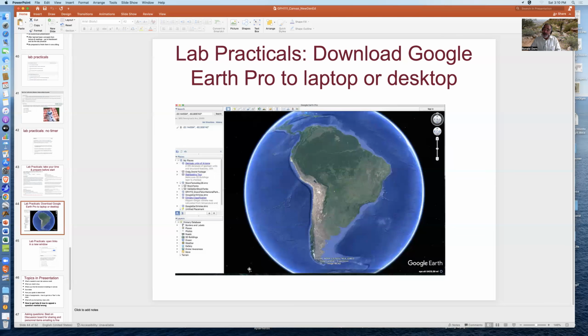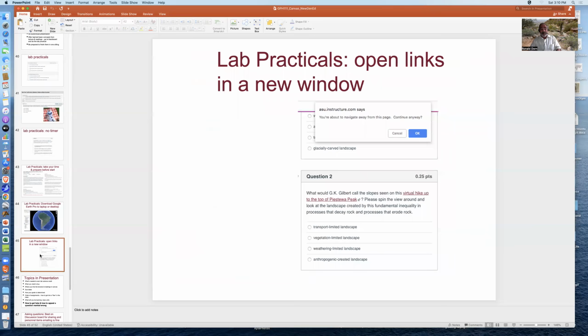You can use Google Earth in your browser. That's fine too. I just prefer Google Earth Pro, and I think it's a good thing for you to try and explore, but you don't have to. I recommend that you open links in a new window, even though sometimes people don't like to do that. I prefer that you do a new window, because it won't mess you up that much.